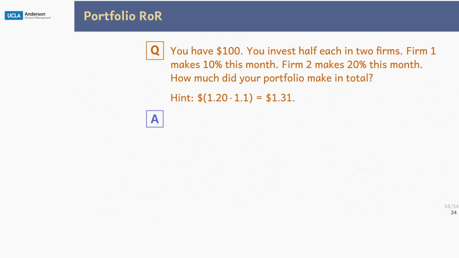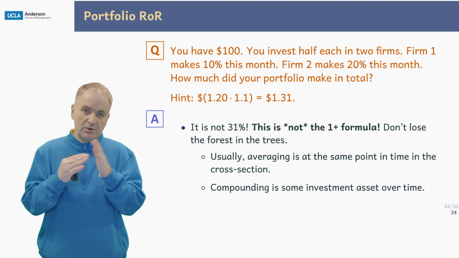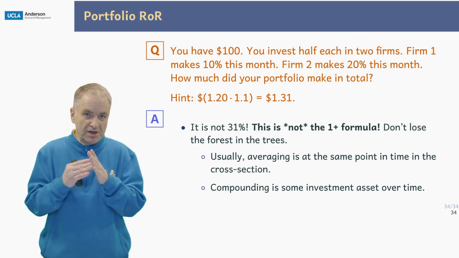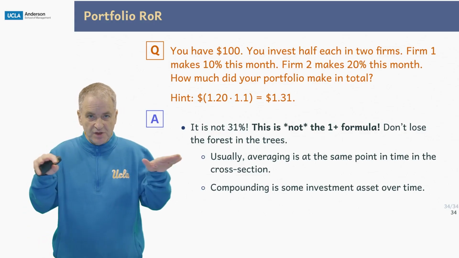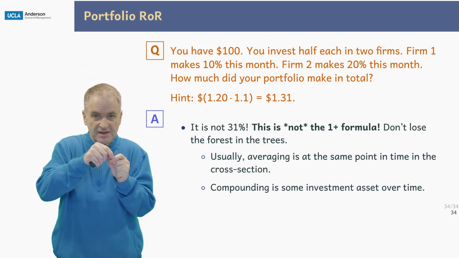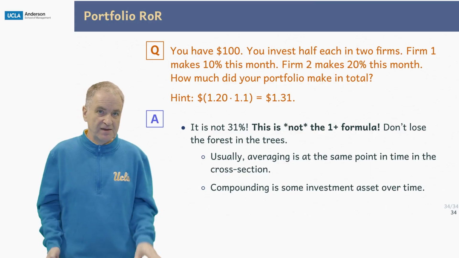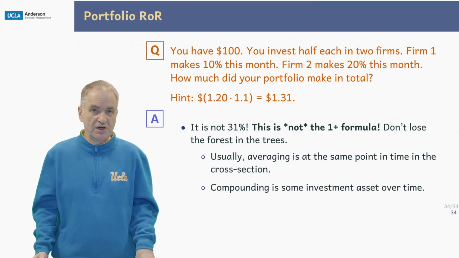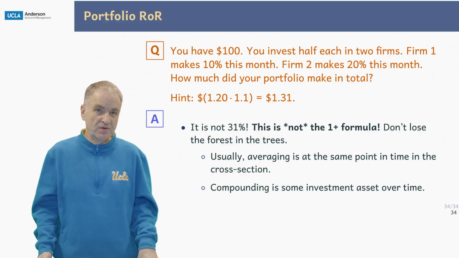Time out. It's not 31%. This is not the 1 plus formula. Don't lose the forest in the trees. Usually averaging is at the same point in time in a cross section. Compounding is if you have some investment asset that you buy and hold over time. In this particular case, you have to take the average. So depending on what your investment weight would have been, here 50-50, your average rate of return would have been 15%. That's it for this video and for interest rate compounding.